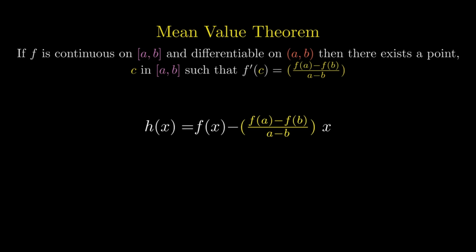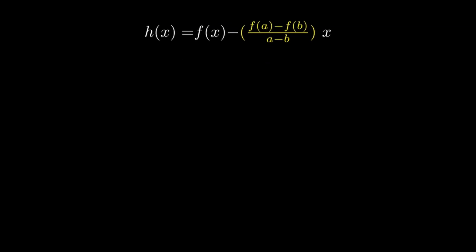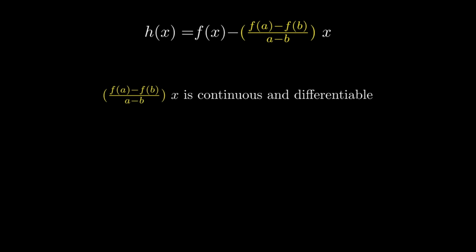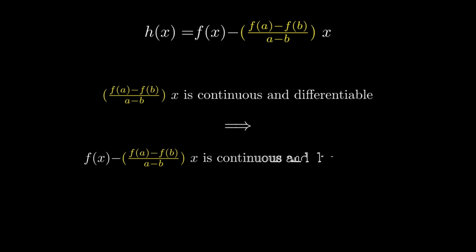Let's first look at a quick fact about this function. Since f of a minus f of b over a minus b is a constant, multiplying it by x will give us a continuous and differentiable function. This implies that our function h is also continuous and differentiable, because h is the sum of two continuous and differentiable functions.